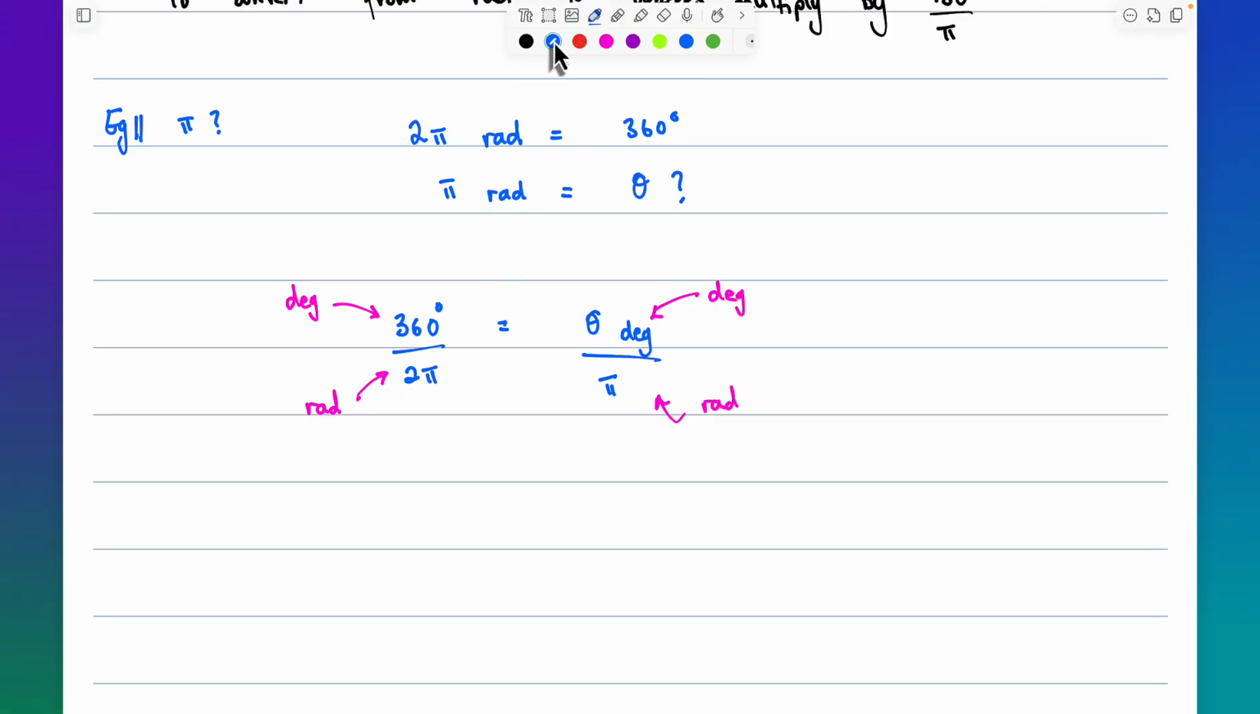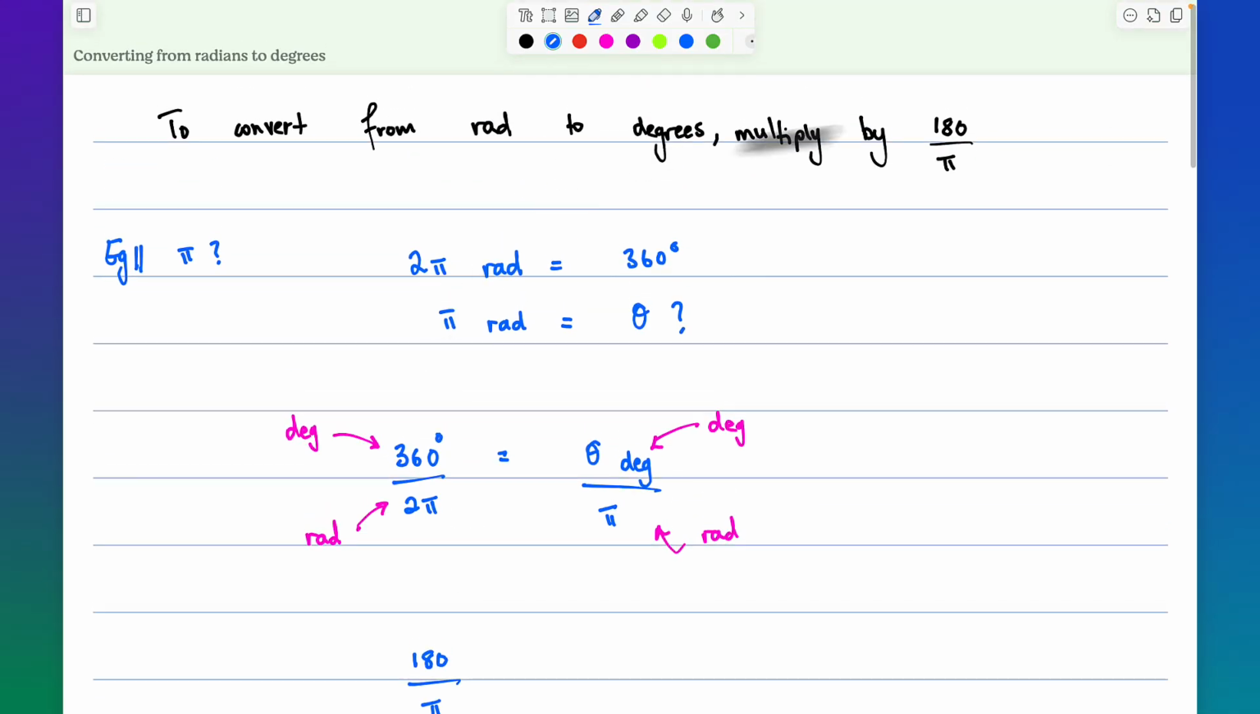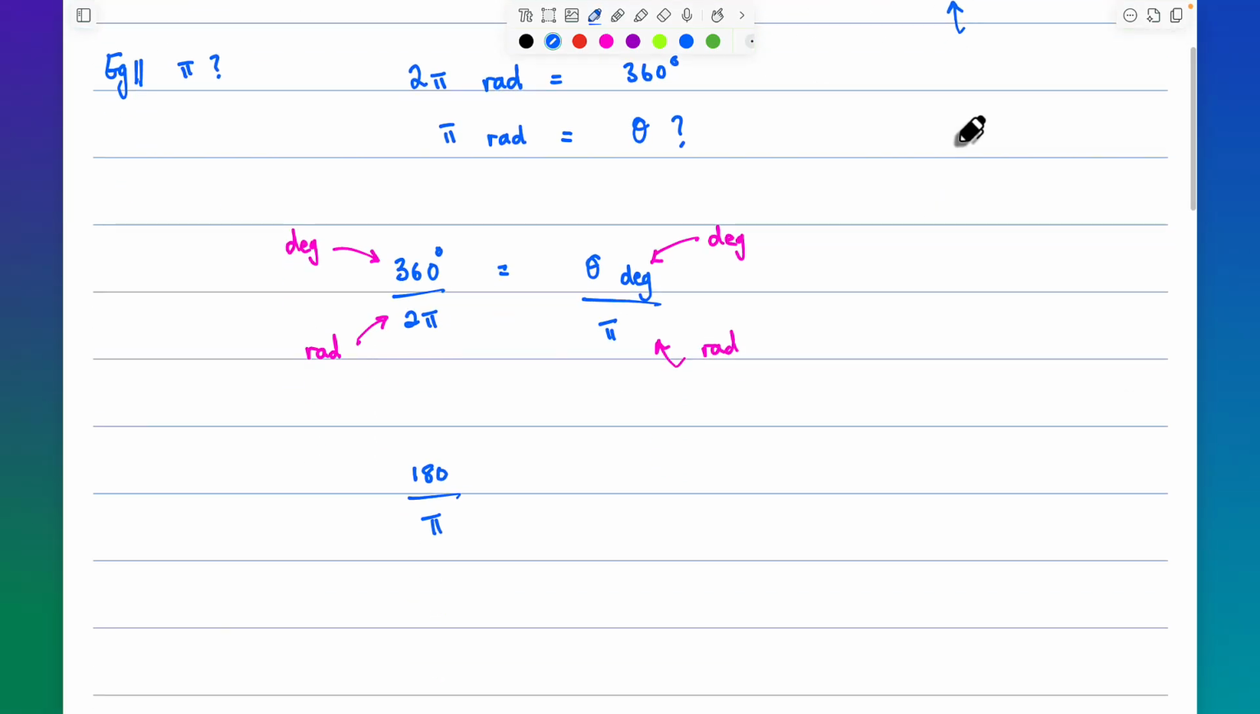So let's rewrite this. This is going to be 360 over 2 pi, which can be simplified, because 2 goes into itself once, and 2 goes into 360 180 times. So this can be rewritten as 180 over pi, which is the conversion we talked about before. That's why we use 180 over pi instead of 360 over 2 pi, because it's a simplified version. It is equal to theta divided by pi.